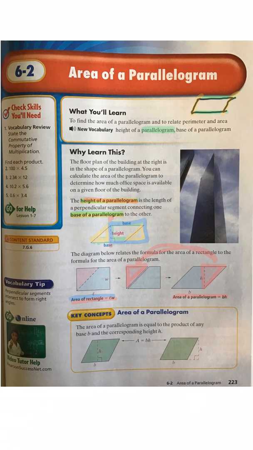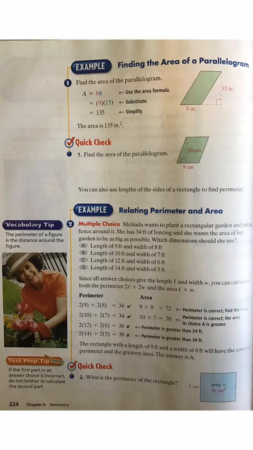So the key concept, the area of a parallelogram. The area of a parallelogram is equal to the product of any base and the corresponding height. Base, height, product. Product means multiplication. So area equals base times height. That's what you need to know. Now let's look at an example. Finding the area of a parallelogram.